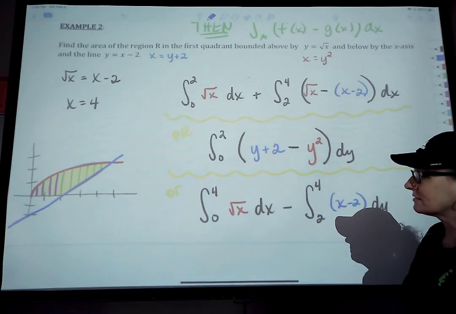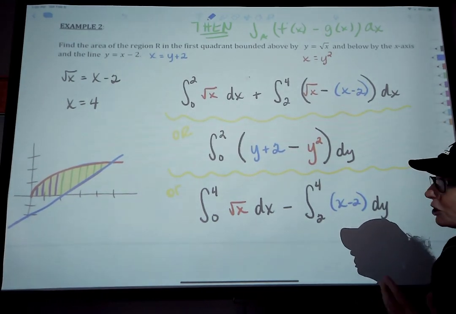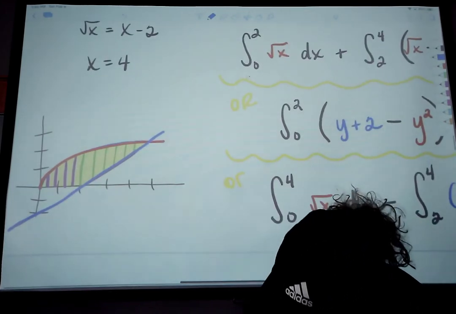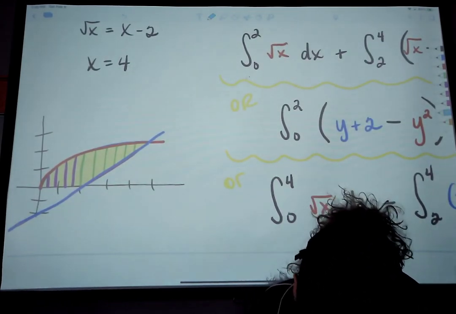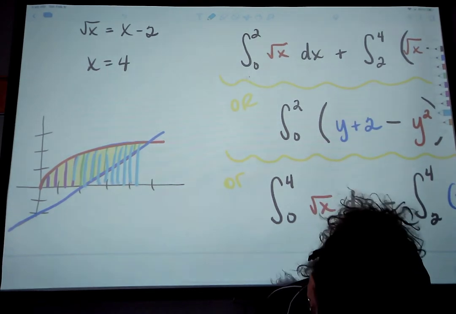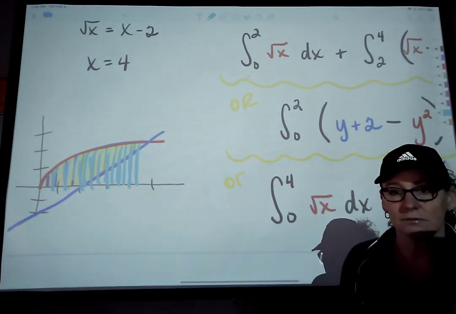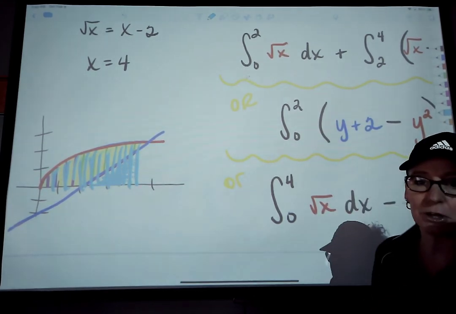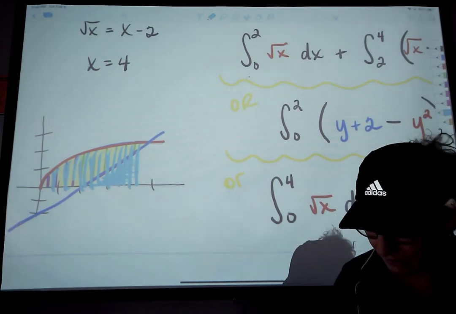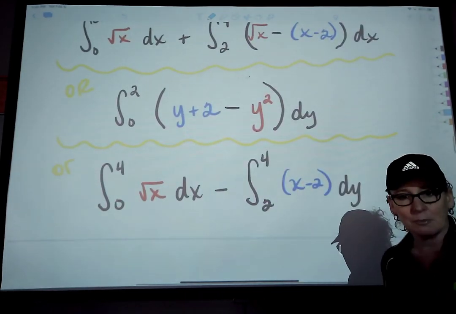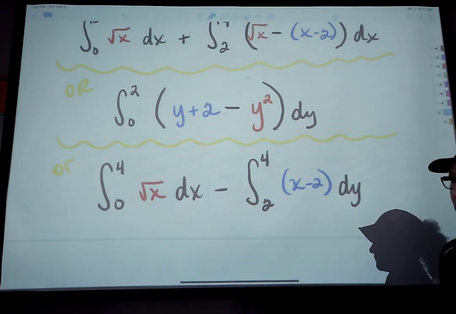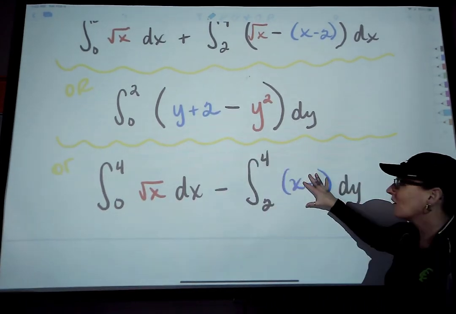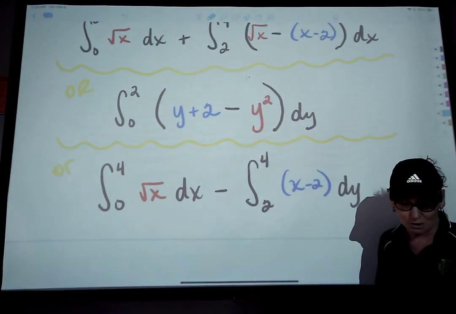And then, I guess somebody decided to get a little crazy at one point and they said, well, couldn't you just do, let me switch colors, all the area under the red minus all the area under the blue? Well, sure you can. Some of you think and see things a little differently. You can do all of the area under the red and subtract all of the area under the blue. That's an option as well.